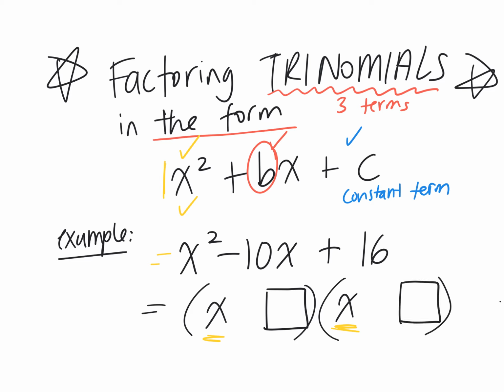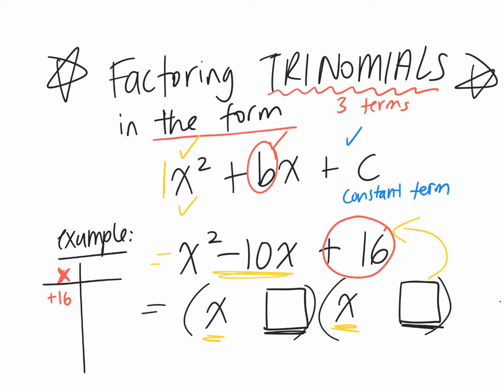We're looking for 2 things that multiply together to give me positive 16. They're going to multiply together to give me 16, right? Something times something has to give me 16, correct? But there's something in the middle here. There's a middle term. So whatever your factors are, it's multiplying together to give me 16, but it has to add up to negative 10. And you're going to see why.